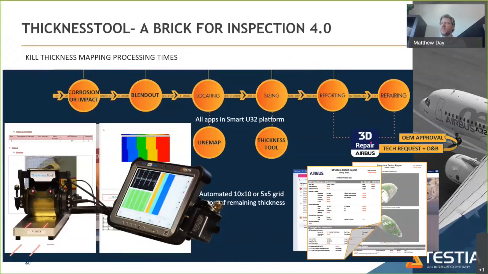A brick for inspection 4.0. So what does that mean? The thickness tool kills the thickness mapping processing time. It absolutely destroys it.